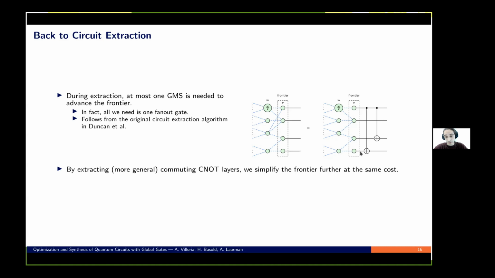So what we're going to do is take the ZX extraction algorithm, and we're going to be extracting global gates in the CNOT extraction part instead. And since the most powerful subcircuit that we can extract is a commuting CNOT layer, which is more general than just a fan-out gate, this is what we're going to be using.